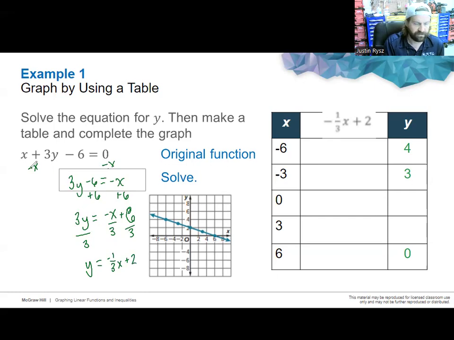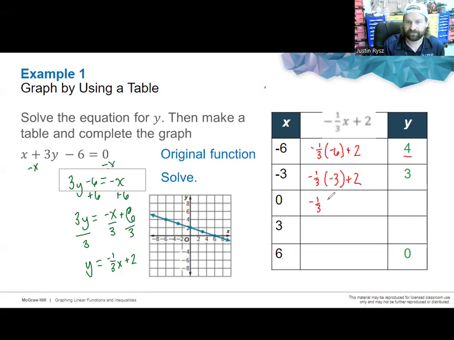The next thing we want to do is plug in these x values to get their corresponding y. If x is -6 in our table, -1/3 of -6 is a positive 2. 2 plus 2 gives us 4. So there's a point at (-6, 4). We plug in -3: -3 times -1/3 is a positive 1. 1 plus 2 is 3. So at -3, we're up at 3.